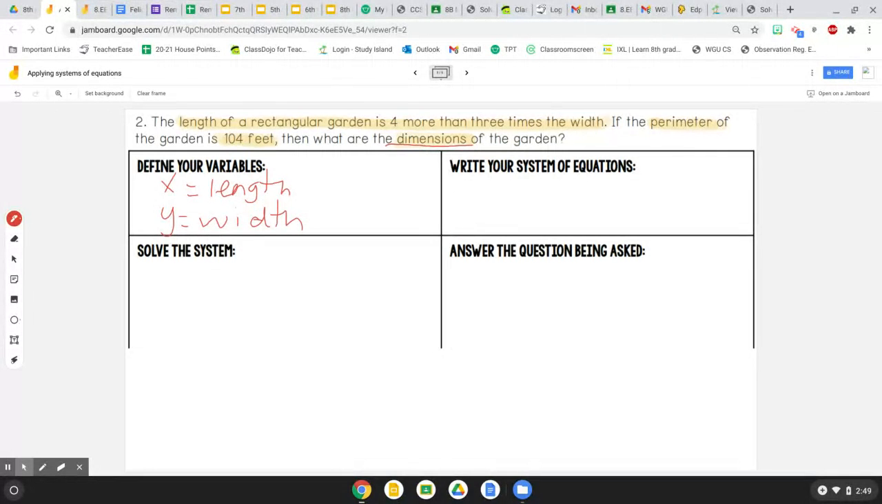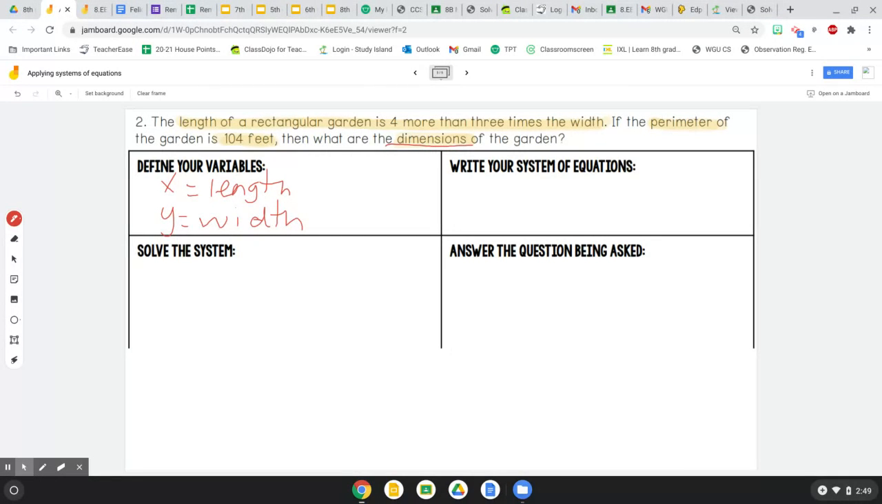Okay, and I could have used L and W, but I'm going to choose to use X and Y. It doesn't really matter what variables you use as long as you're keeping them consistent throughout the entire equations. All right, next step, write your system of equations. So that first part says the length of a rectangular garden is 4 more than 3 times the width.